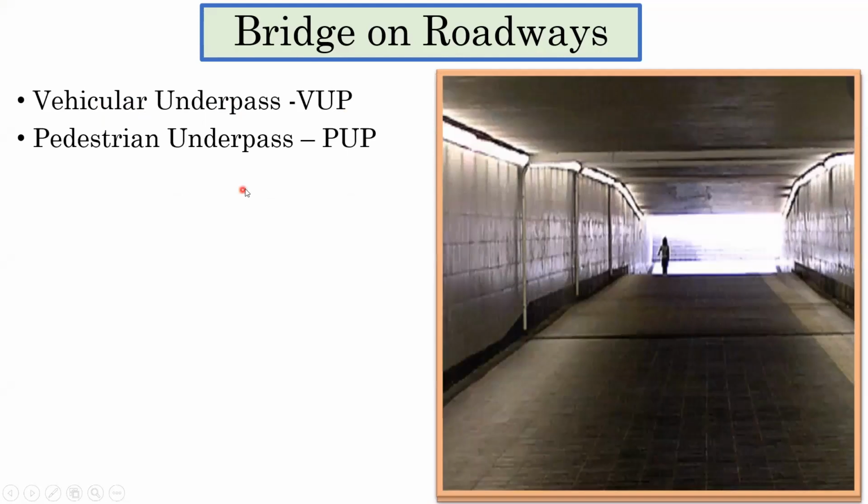Next, we have pedestrian underpass. You can see pedestrians are the people. So for the people to have access, we give a bridge which is called a pedestrian underpass, or you can call it an underpass.